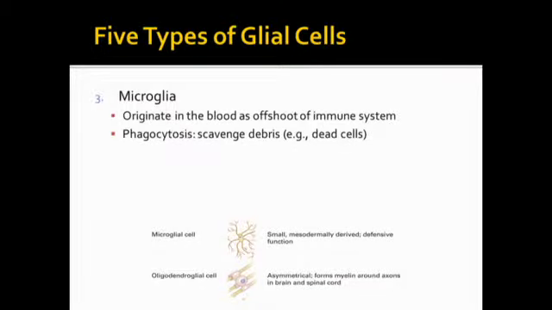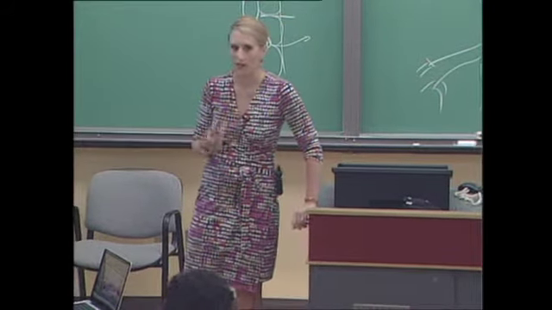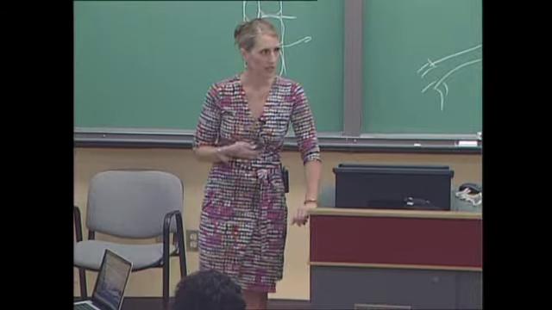So another kind of glial cell is something known as microglia, small glia. They originate in the blood because they are an offshoot of the immune system. So microglia's main role is something called phagocytosis. They literally will eat dead cells. So once a cell dies in the brain, yum, yum, yum, the microglia will go down and eat it. So you can see the brain is very environmentally friendly. It picks up its own litter.